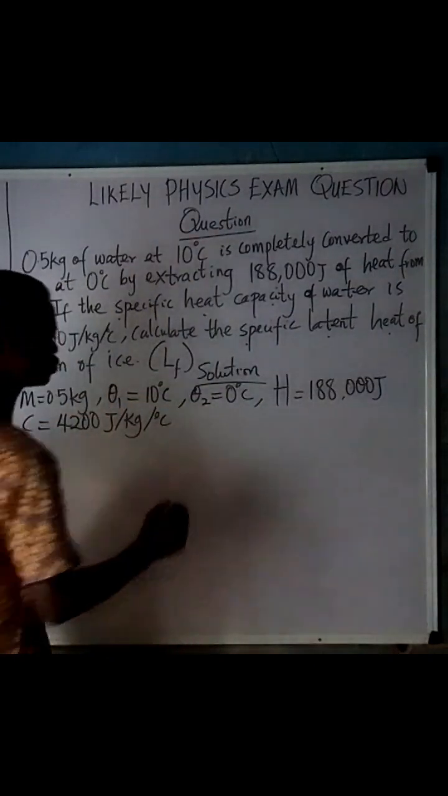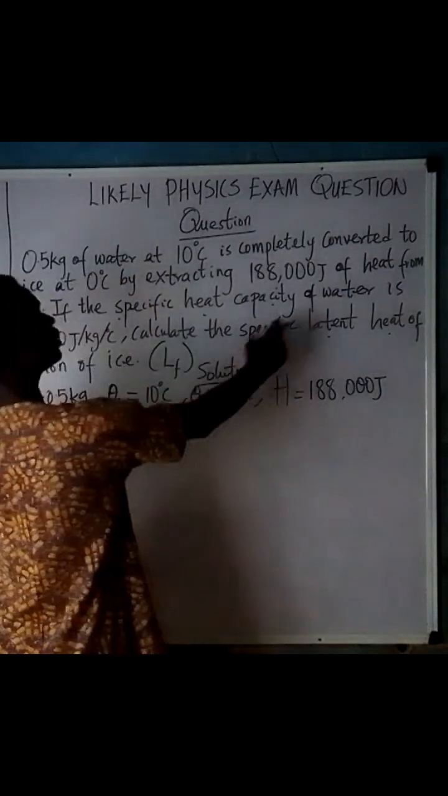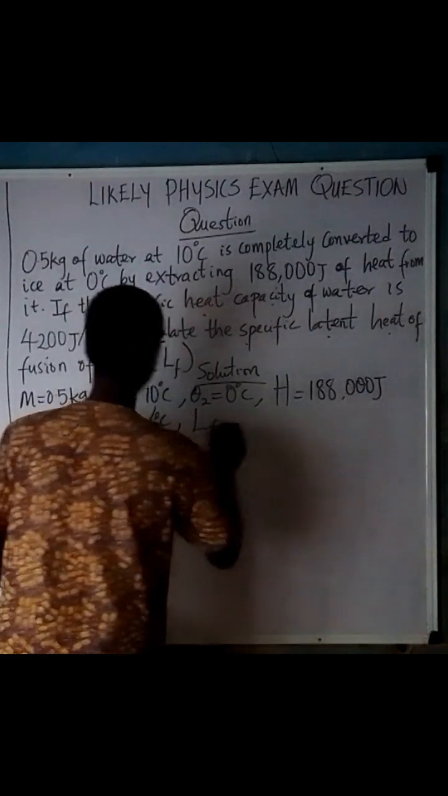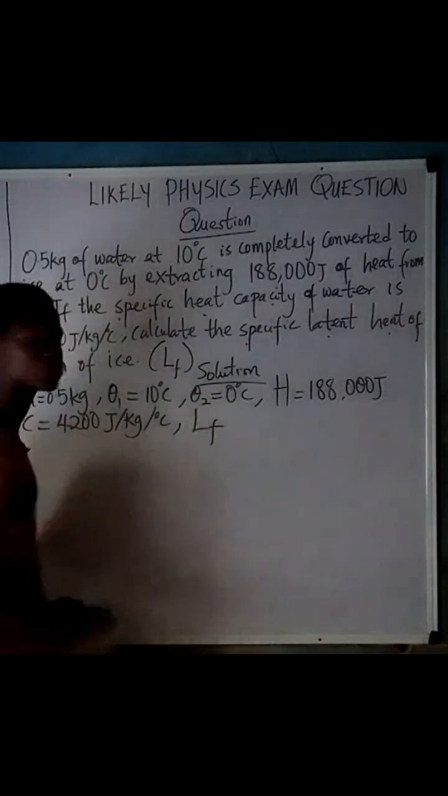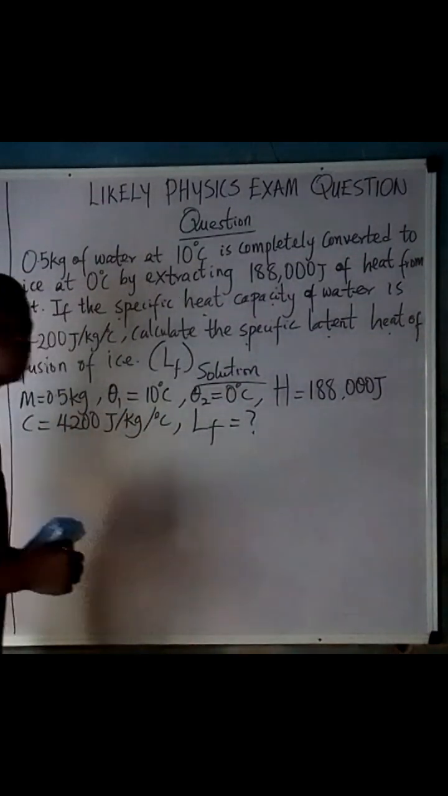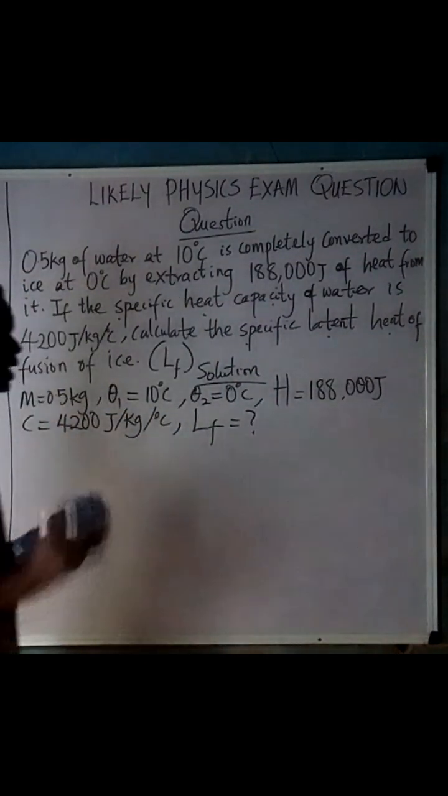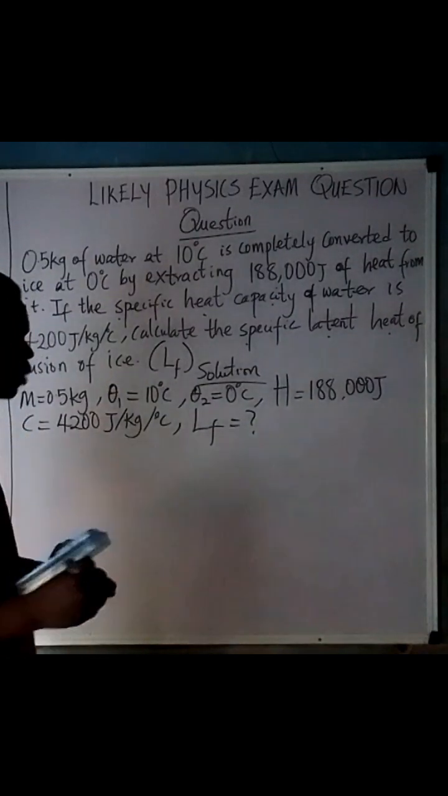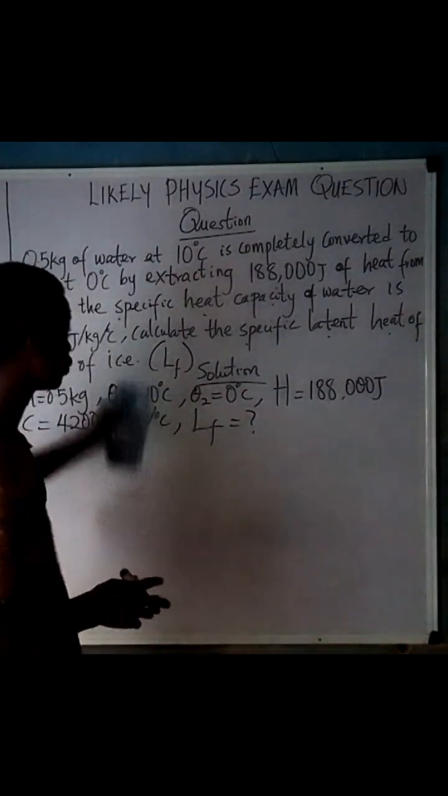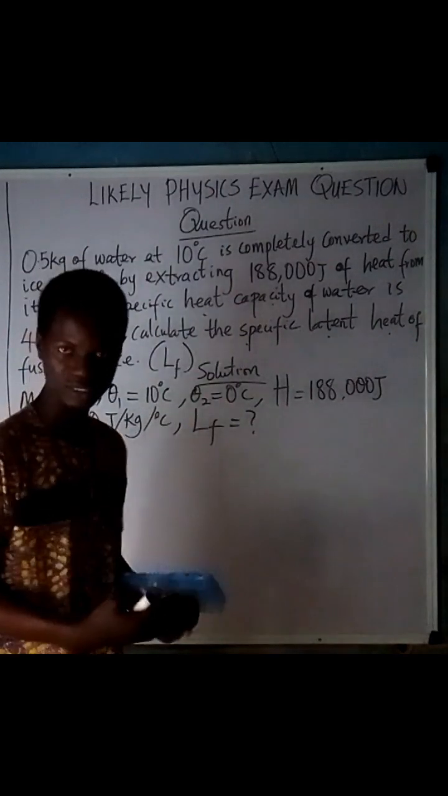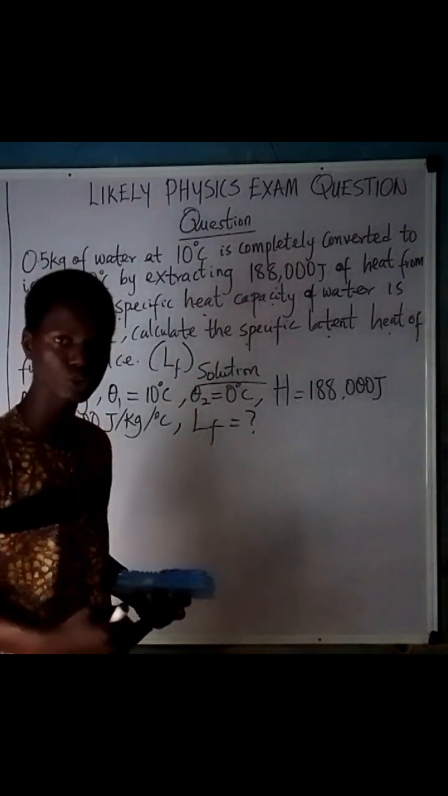And the question says we should find the specific latent heat of fusion, which I wrote with subscript F, for that of ice. So in this question, it's unknown. Now, we are going to be analyzing this question carefully. If you go by it again, we are talking about a change in state, is it not? And a change in temperature too.